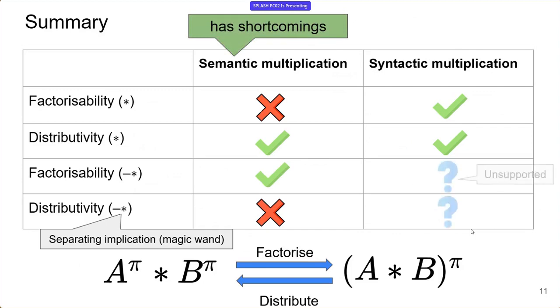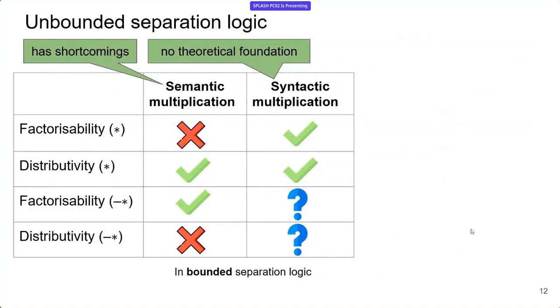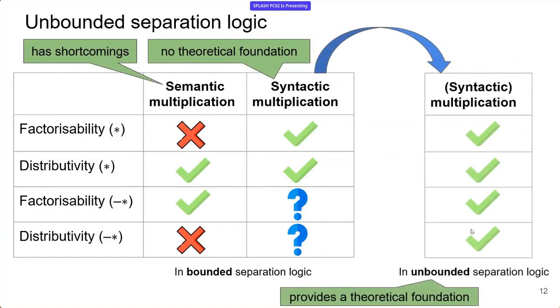But for the syntactic multiplication, we actually don't know because there was no theoretical foundation, and fractional magic wands are not supported in these automatic verifiers. And this is where the unbounded logic comes into play. So the unbounded logic provides a theoretical foundation for the syntactic multiplication in which we can prove that all of these rules work for factorizability and distributivity for the star and the magic wand, and some other rules that are in the papers, but I don't have the time to show here.